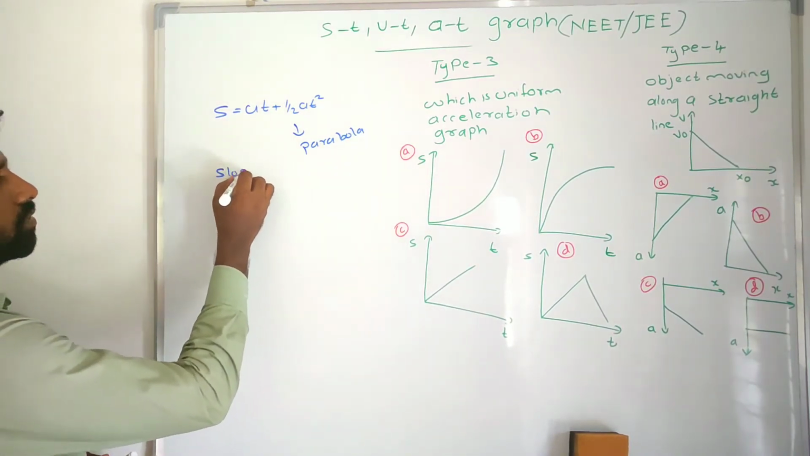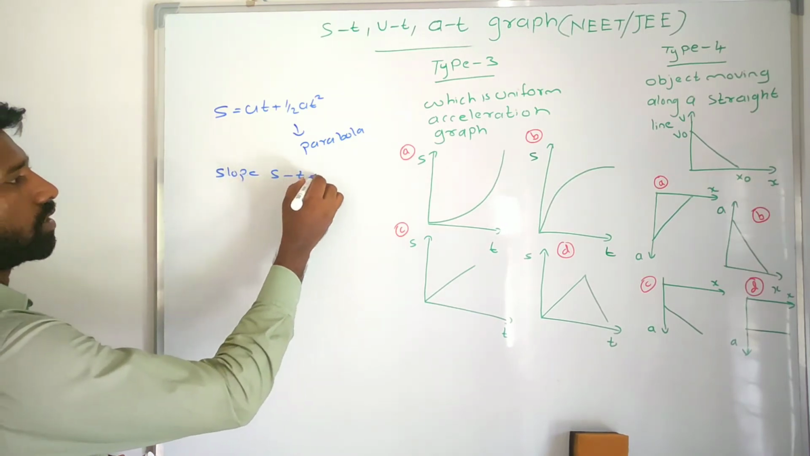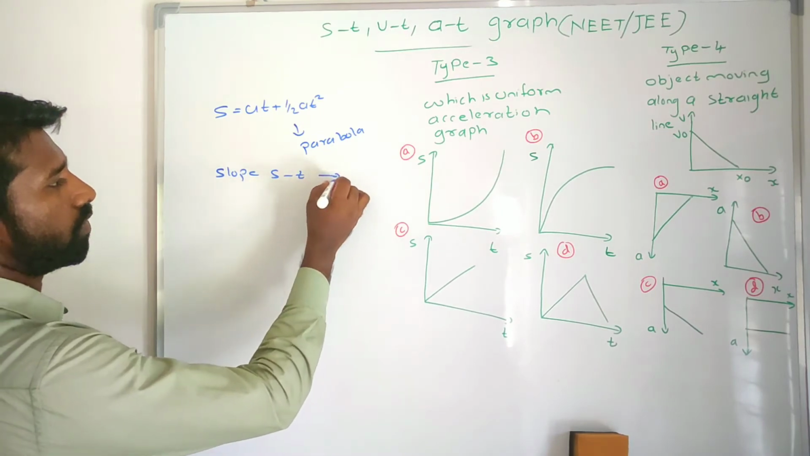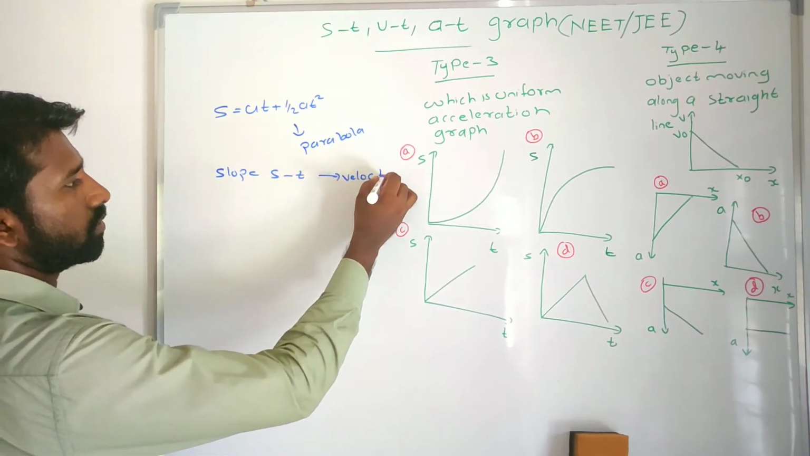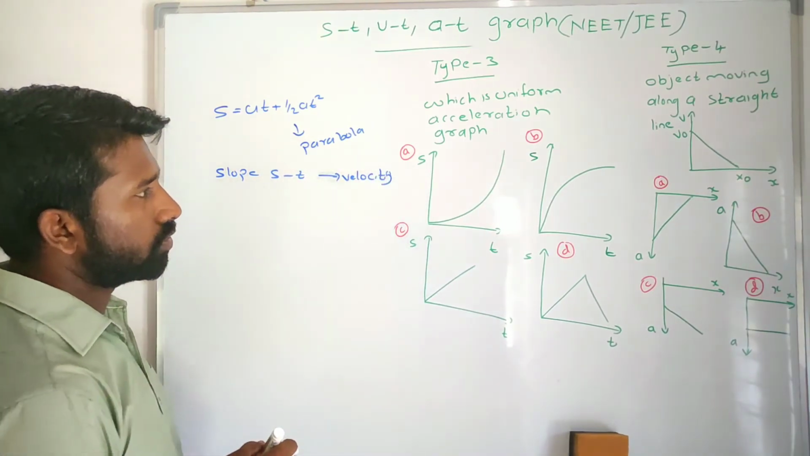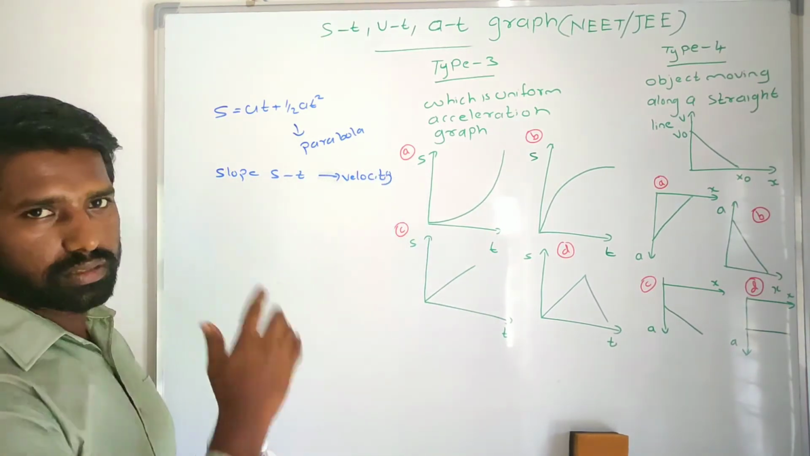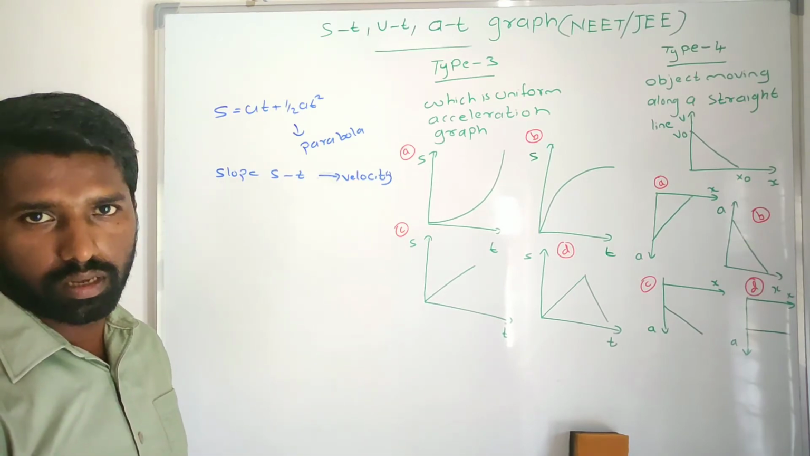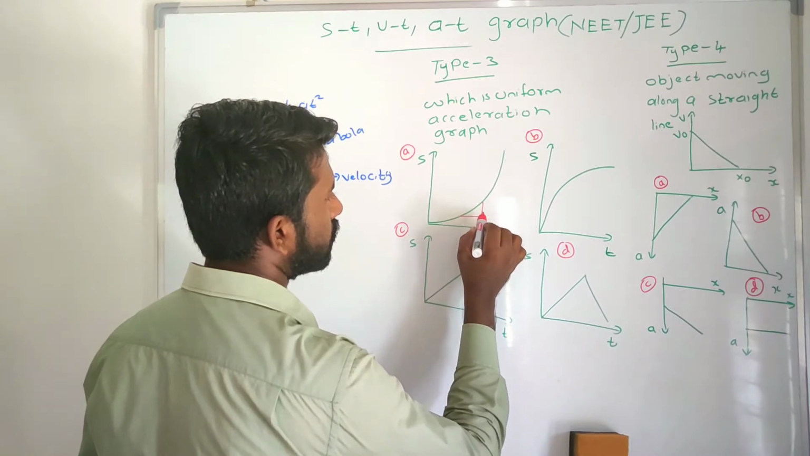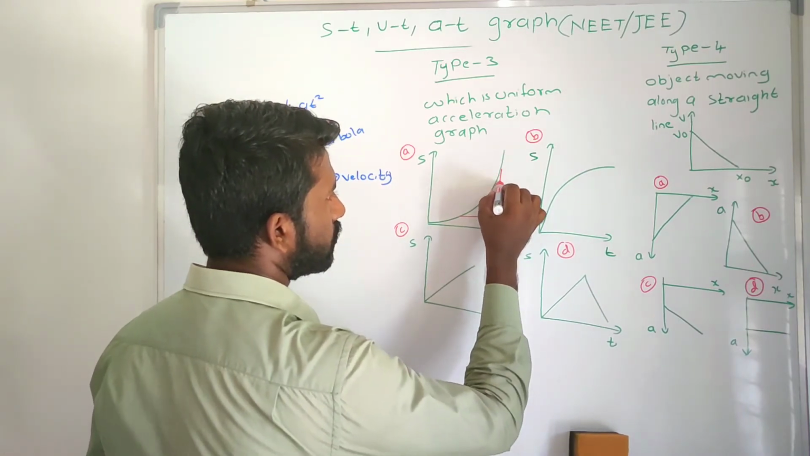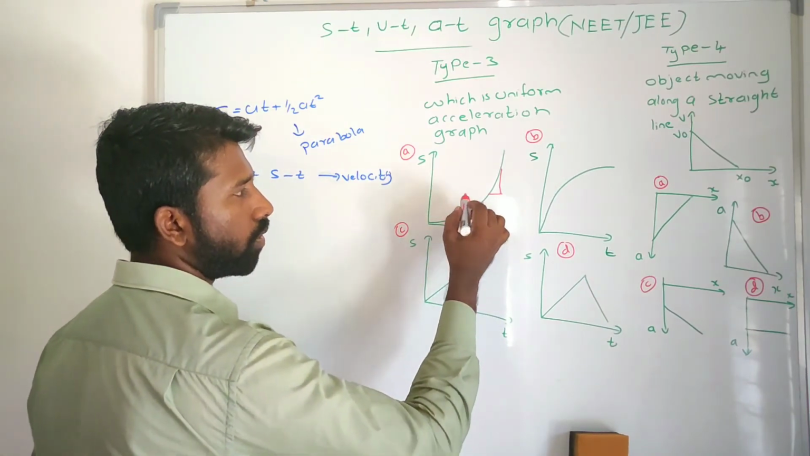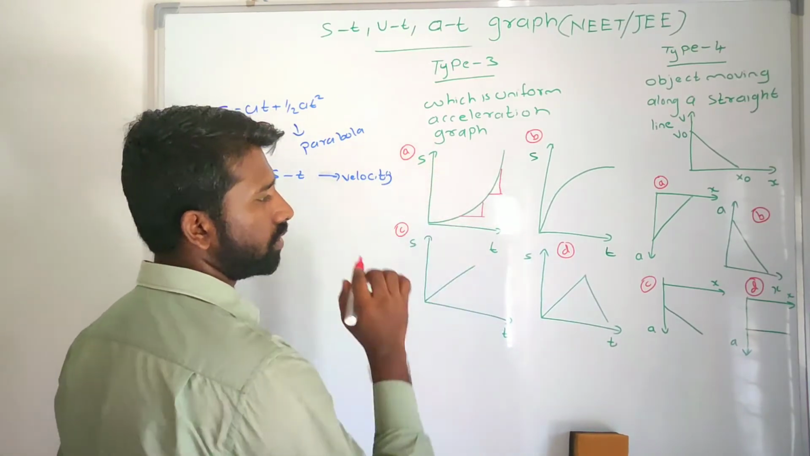What is the slope of the displacement time graph? Slope of the displacement time graph is velocity. So in a uniform acceleration, velocity will increase. So we'll see the slope here. Here this is the slope. Here this is the slope. From this we can get, in this graph the slope increases when the time increases.